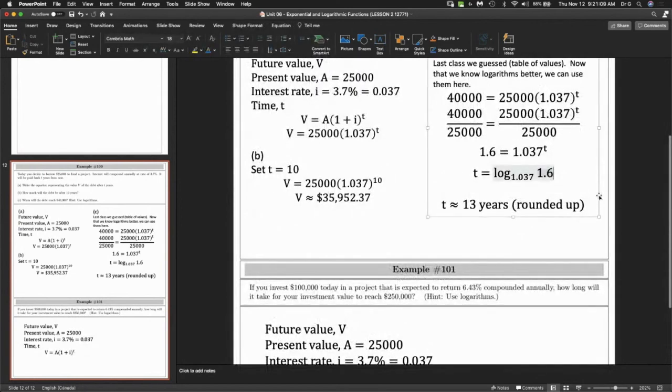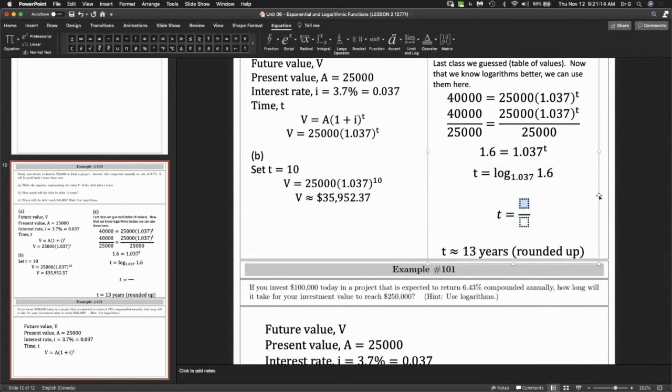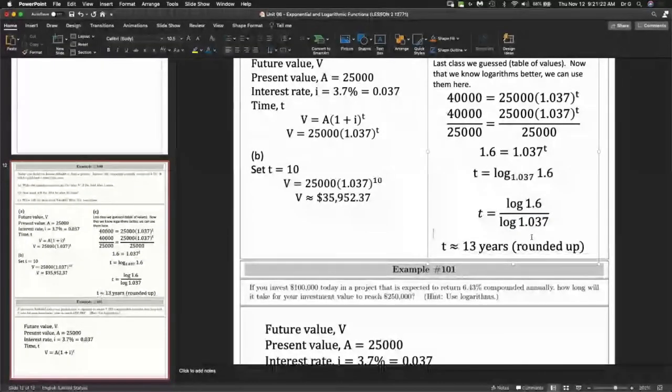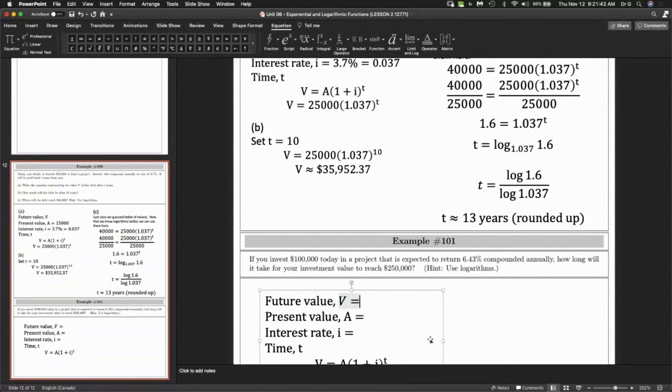Oh yeah, so remember that when you have something like that, then you're going to type in a fraction. You're going to go log of 1.6 over log of. Thank you for asking. Try that out. Let me know. Did it work? You're welcome.